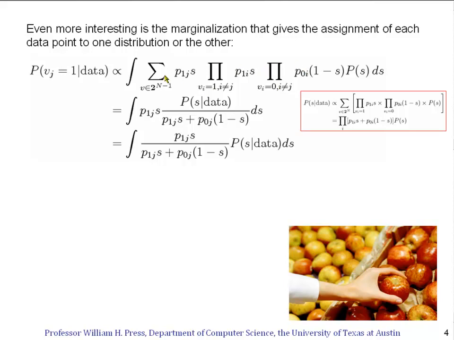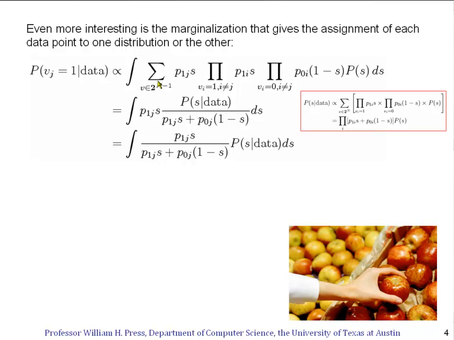Well, this sum and these products have exactly that same form of being, if you stare at it, a product of a whole bunch of linear factors, each with 2 terms. In fact, you'll recall from the previous slide that we defined this quantity, the probability of s given the data, as the product of all of these terms. It's a little small here, but I hope you can see it, with a p sub 1i times s and a p sub 0i times 1 minus s.